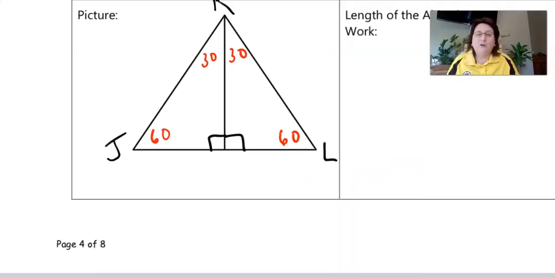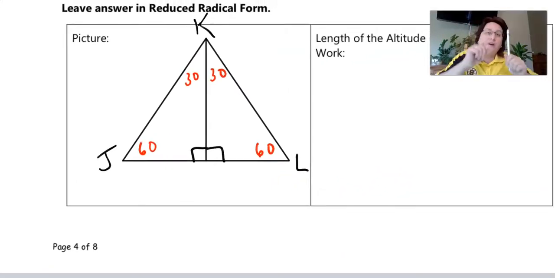There is something that it told us in the given information, and I want you guys to go back and read it. There is something in the given information that I did not label on my triangle. Well, go look. What did I forget to label?